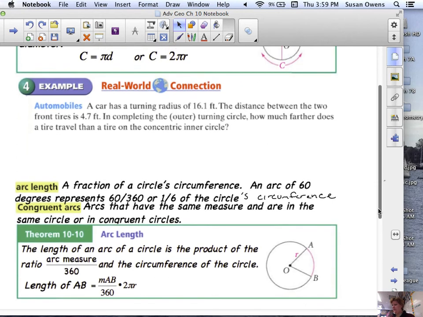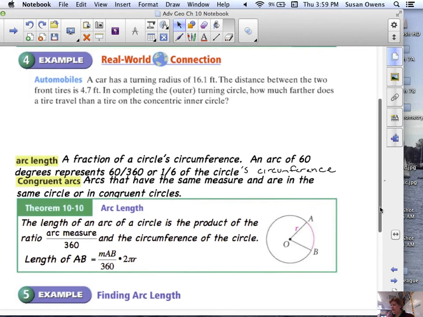So here's the book's definition of arc length. It's a fraction of a circle's circumference. An arc of 60 degrees represents 60 out of 360, or 1/6 of the circle's circumference. Congruent arcs are arcs that have the same measure, in the same circle or in congruent circles, which means their arc length would be the same.